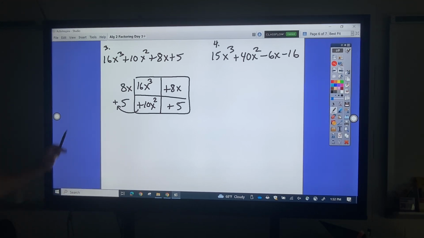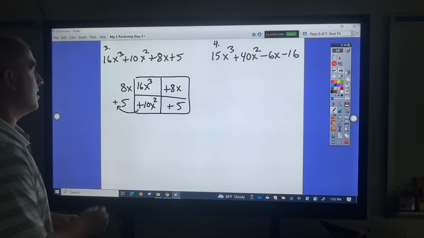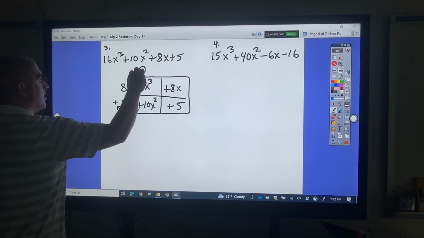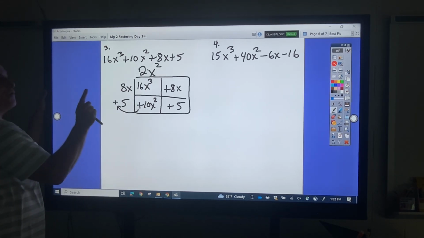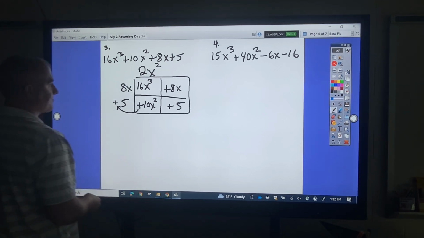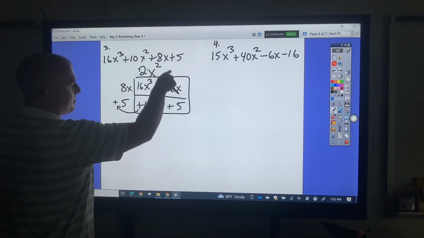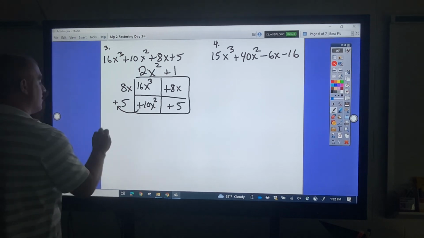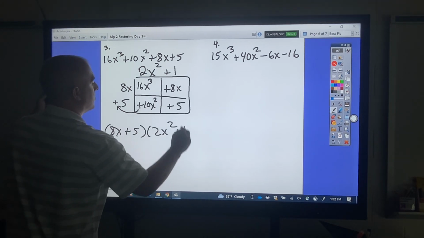Now, once again, you can figure out 8 times this gives me this, 8 times this gives me this. But the other thing you do is, what's the biggest number that goes into 16 and 10? Would be 2. They both have an x in common and squared. So here's how you know if you're right. This times this should give you that number. This times this should give you that number. What's the biggest number in common? 8 and 5. That's going to be a 1. Since that's a plus, that's a plus. They do not have a letter. So 8x plus 5, 2x squared plus 1.